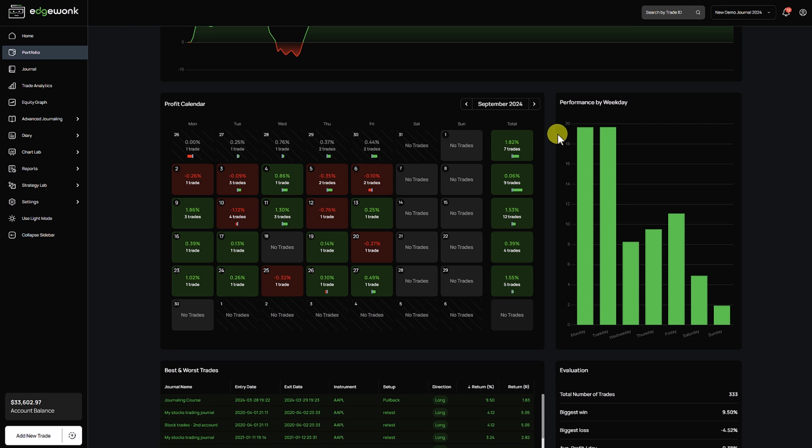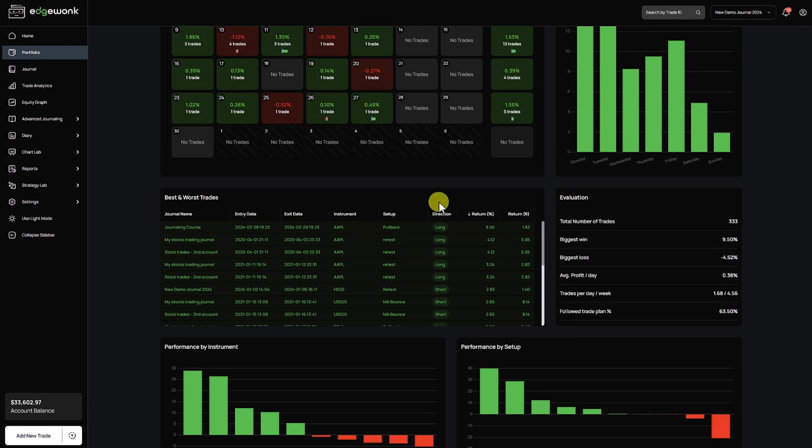Next to the profit calendar, you'll see your performance by weekday. Again, this is across all of your trading journals. You can hover over each bar and then you get a summary for how many trades you have taken per day, the percentage return, how many losers, winners and break-even trades.